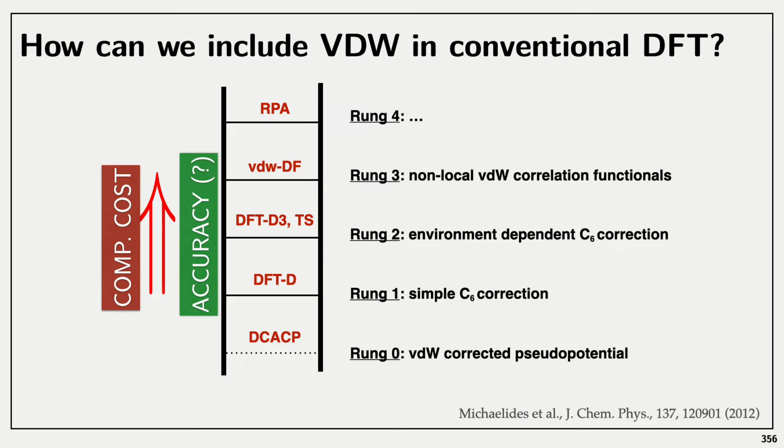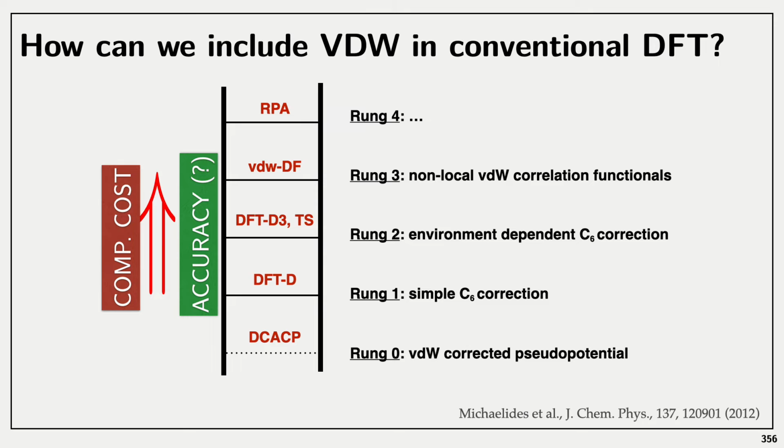Well, there is also a Jacob's ladder for the van der Waals interactions with different rungs, with hopefully an improving accuracy as we move up the ladder. The first rung, which I put in dotted lines, is not exactly the kind of thing that we are going to talk too much about. I'll have one slide just for completeness.